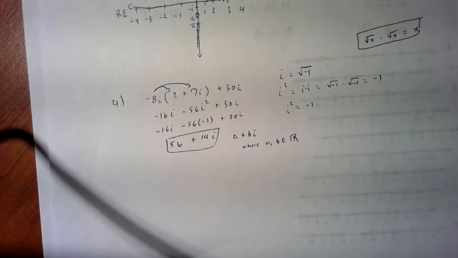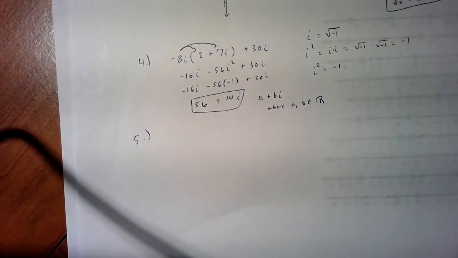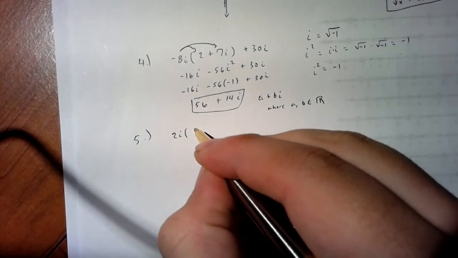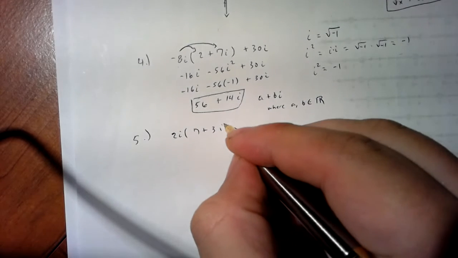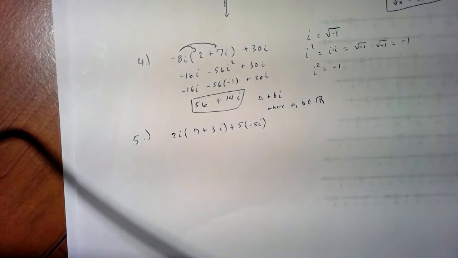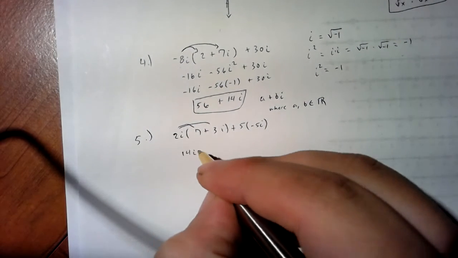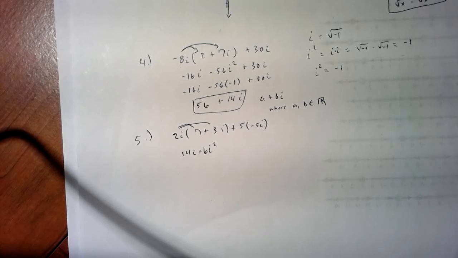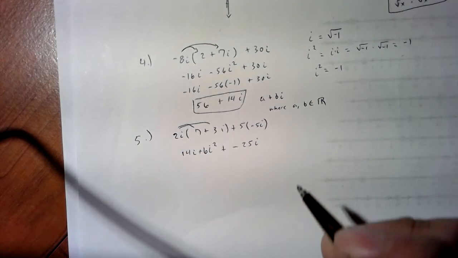Alright, so that was number 4. Let's do some more complicated ones. Let's try 5. So in question 5, we have 2i times 7 plus 3i, and then parentheses plus 5 times negative 5i. Okay, we can go ahead and distribute. So 2i times 7 is 14i, 2i times 3i is 6, so plus 6i squared, and then plus 5 times negative 5i is negative 25i.